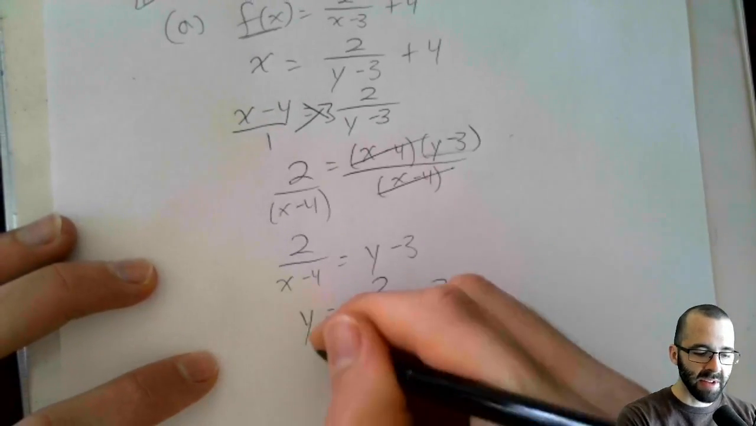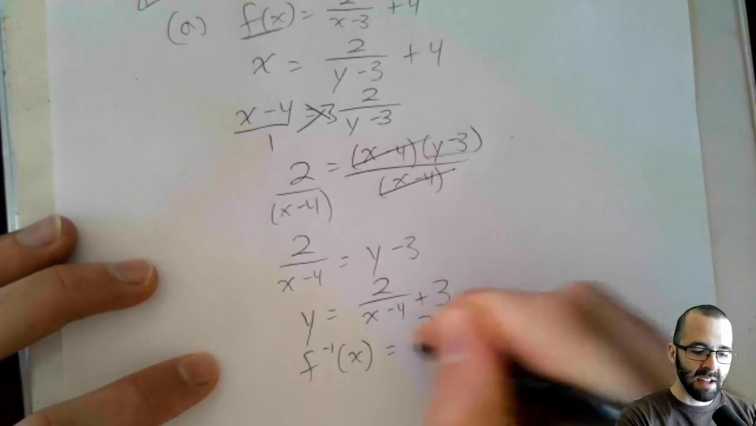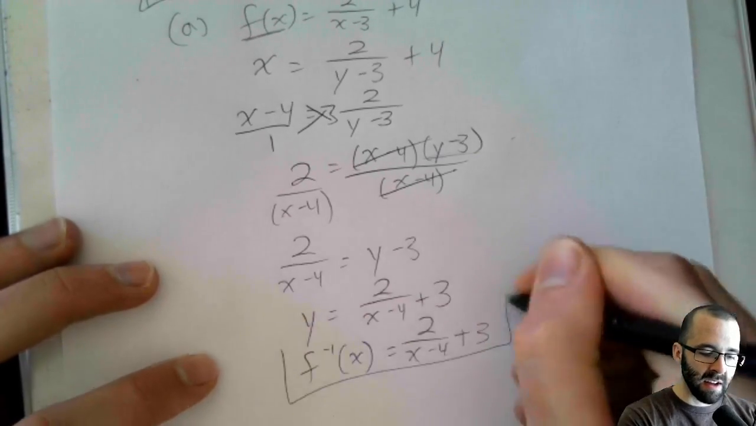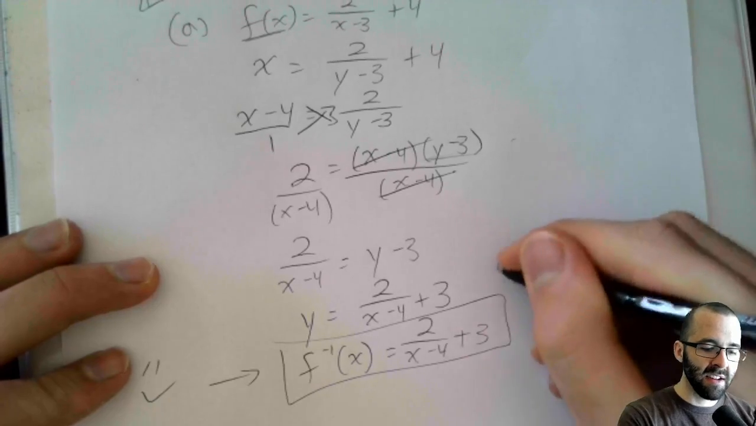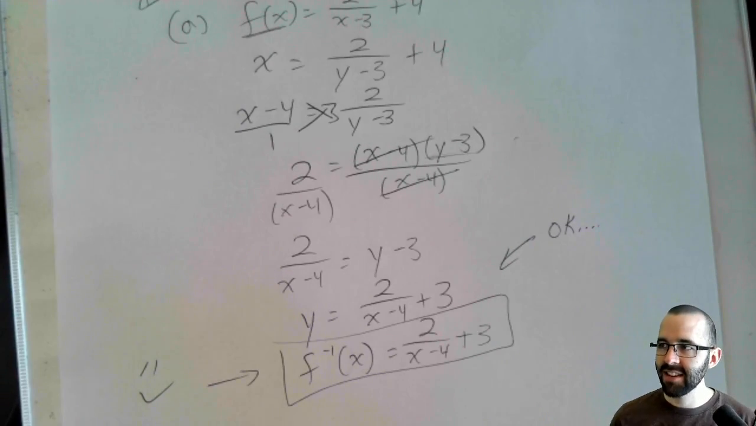And that's our answer. If you want to be a superstar, you get f inverse of x is 2 over x minus 4 plus 3. This right here is the happy face answer. This right here is the okay answer.